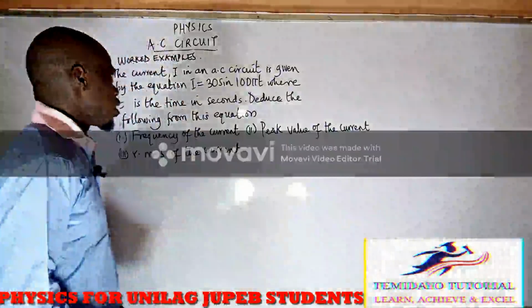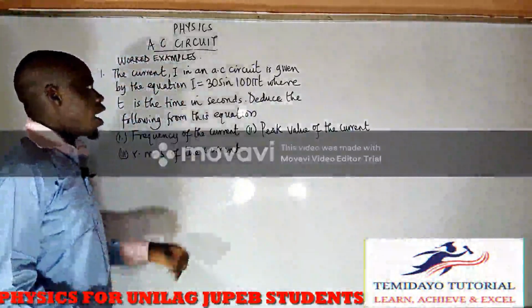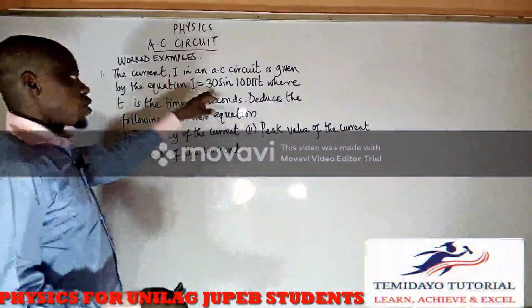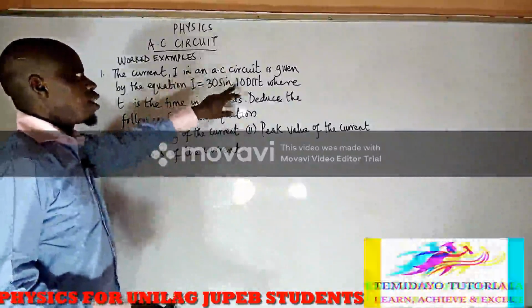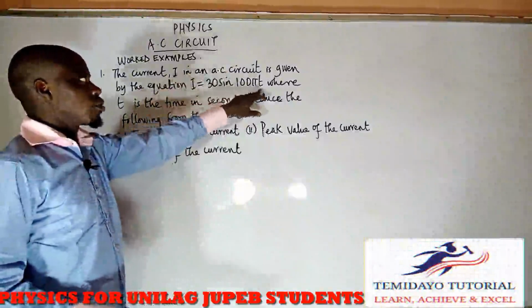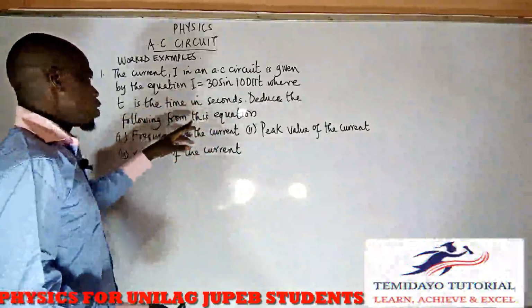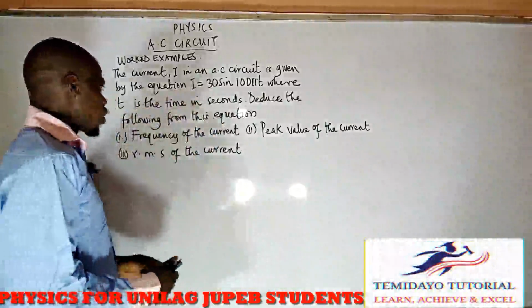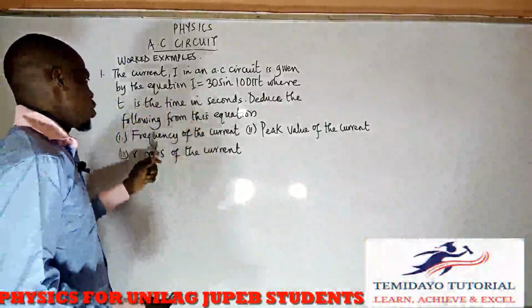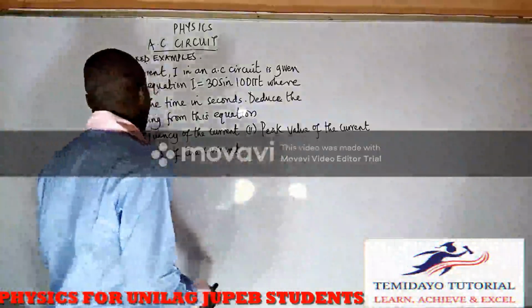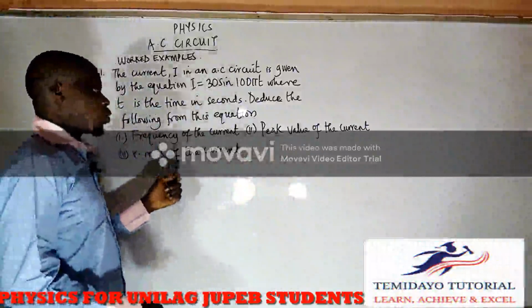Now the first question says that the current I in an AC circuit is given by the equation I is equal to 30 sine 100 pi t, where t is the time in seconds. Deduce the following from the equation: the frequency of the current, the peak value of the current, and the root mean square value of the current.